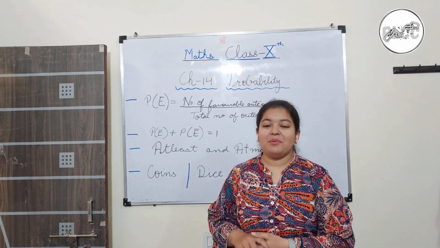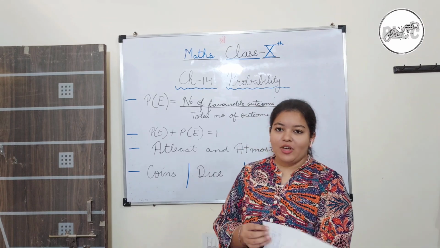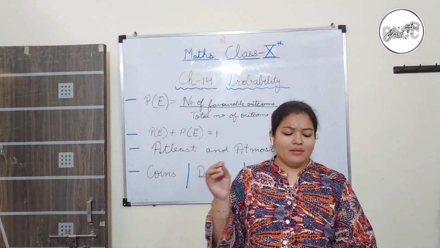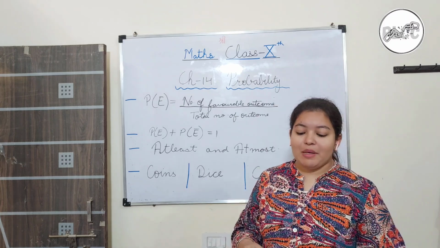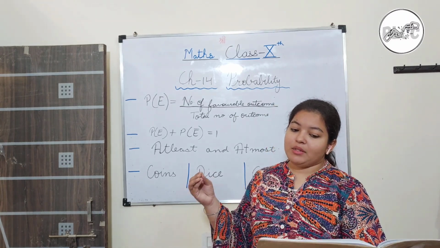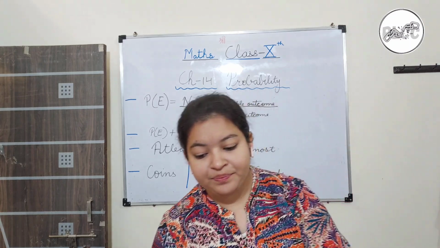So here's chapter number 14. First of all, we'll see the theoretical part of the chapter. So the very first thing is experiment. What does an experiment mean? This question may come in the objective. An experiment or trial is any procedure that can be infinitely repeated and has a well-defined set of possible outcomes.